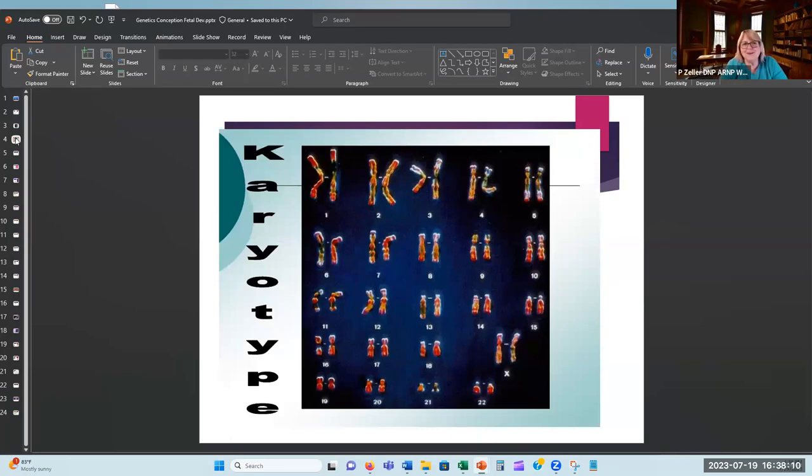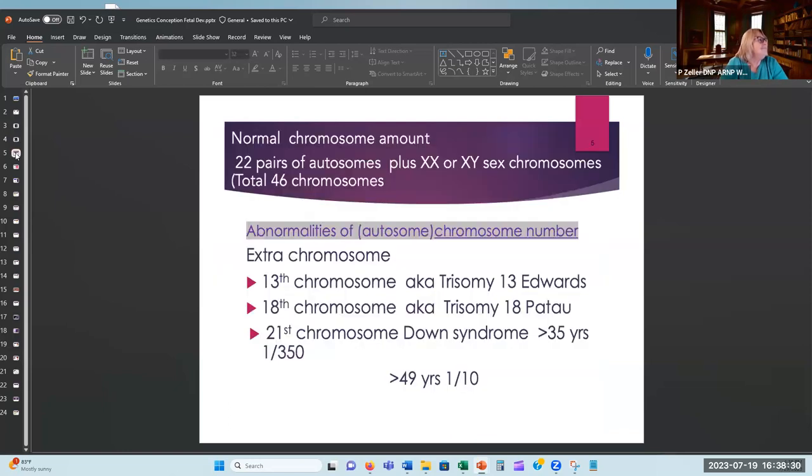And here's Shani's. Same thing: 22 normal pairs of autosomes and two sex chromosomes that are X's. So it's the Y chromosome that determines the sex of the baby. So the normal chromosome amount is 22 pairs plus an XX or an XY. Sometimes either the sperm or the egg will have an extra chromosome attached and it becomes abnormal. So it's a trisomy. In other words, one of the chromosomes has three legs to it.